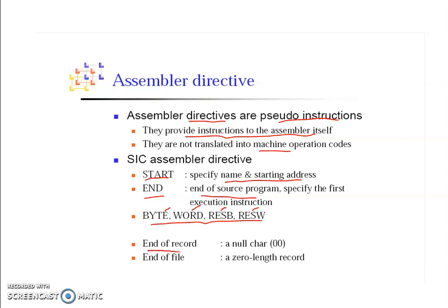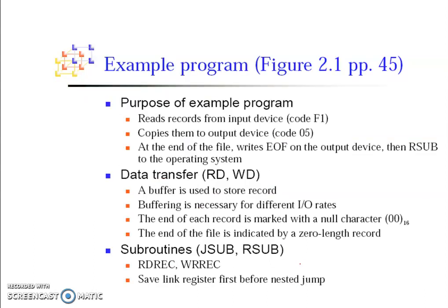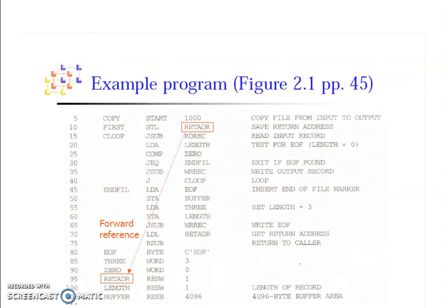End of record will be indicated using a null character, and end of file will be considered as a zero length record. So we will be dealing with a program like this. In this module, it will be dealing with the same program.